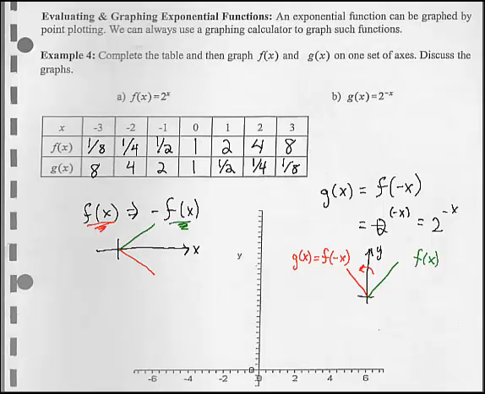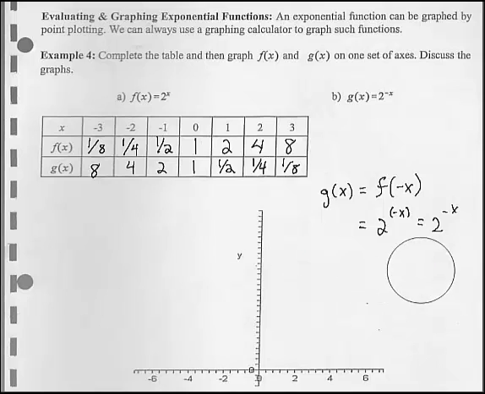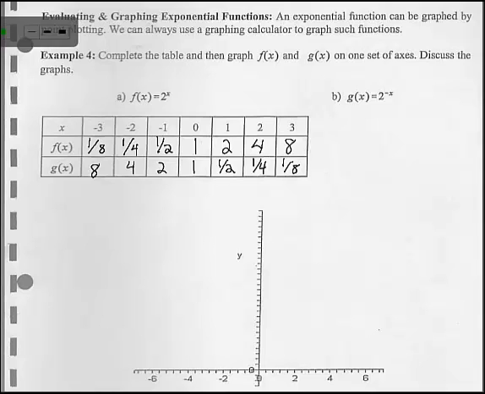So there's a difference between placing a negative inside of the argument versus placing a negative outside of the function notation. So what we'll do now is we'll just graph our values in our table and figure out what f of x and g of x look like. We'll get an idea as to what exponential functions look like.